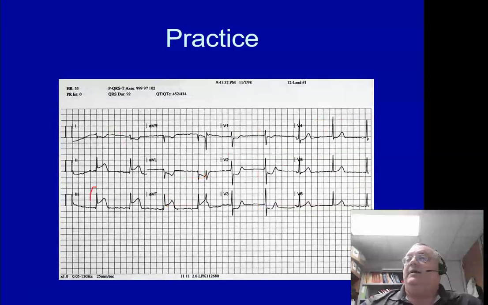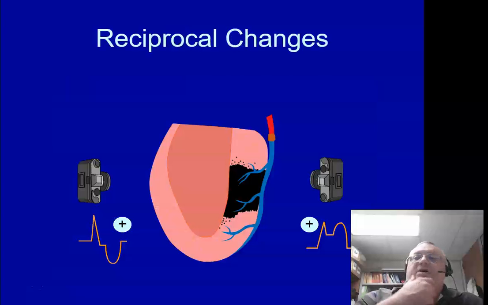Let's see here. Oh, yeah, 2, 3, aVF, baby. Yep, that's an inferior wall. Break out the 15 lead. That's what we're going to do. Look at that. Depressions, depressions, depressions. Now, there's a reason why I'm pointing those out to you guys. All right. It's called reciprocal changes. And that's the reason why.